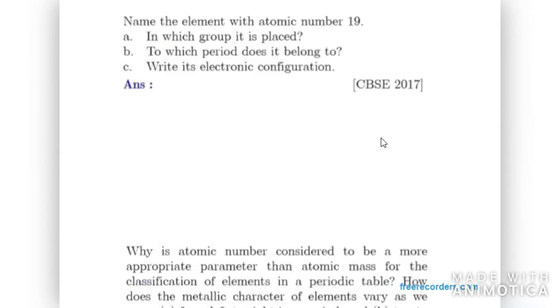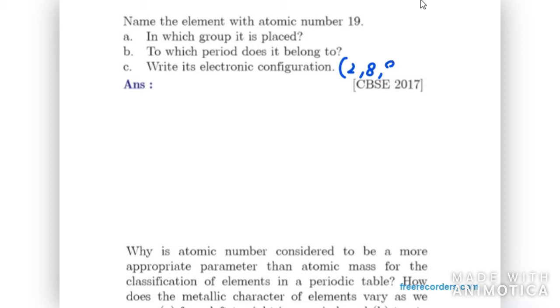Start with next question. It says name the element with atomic number 19, in which group it is placed, to which period does it belong, and write its electronic configuration. So for answering the above, we need to write the electronic configuration. So electronic configuration will be 2, 8, 8, 1.